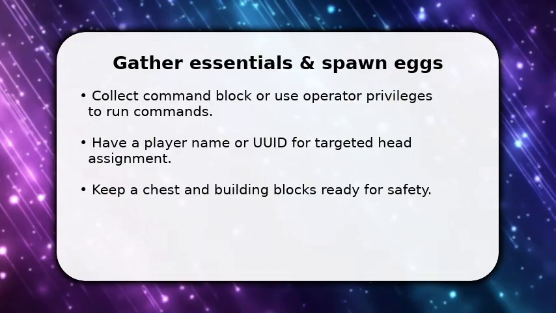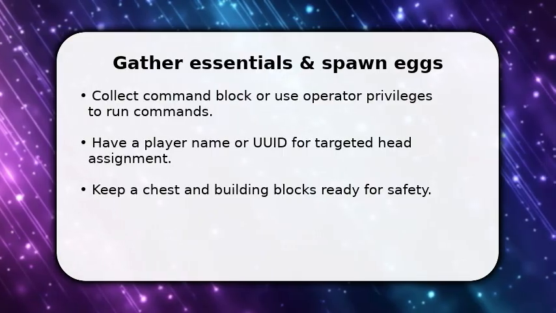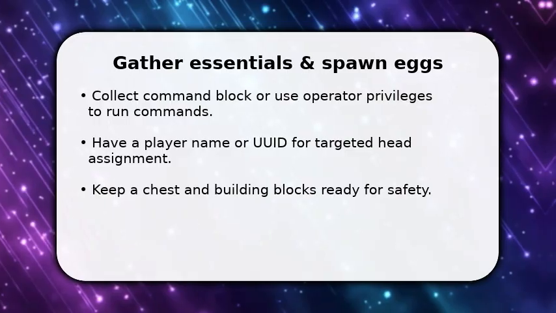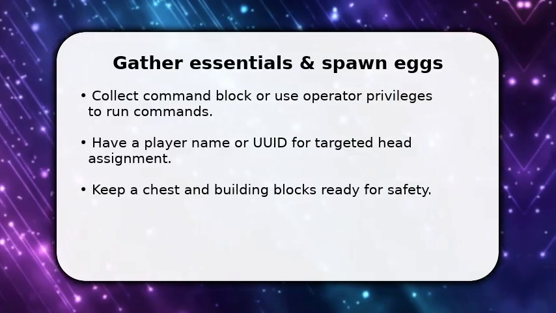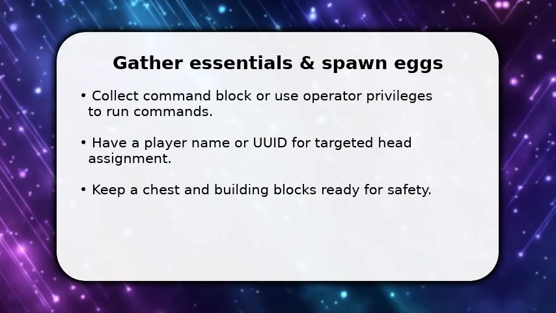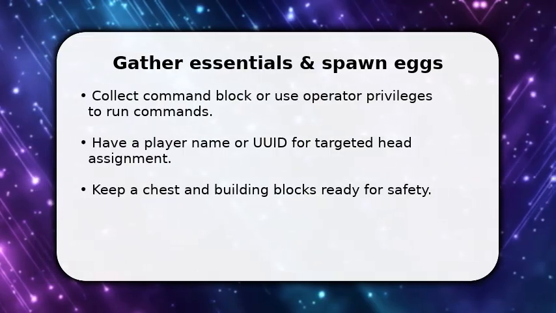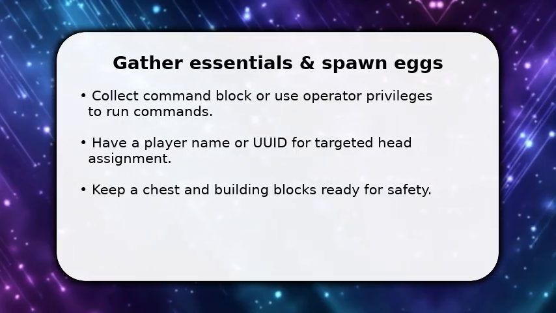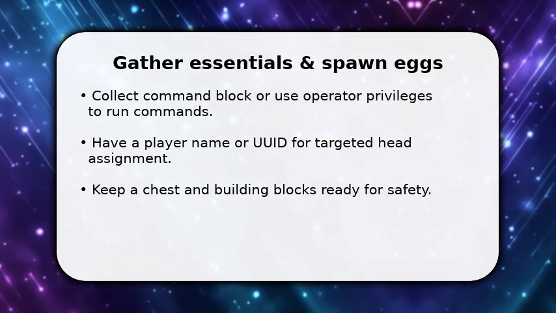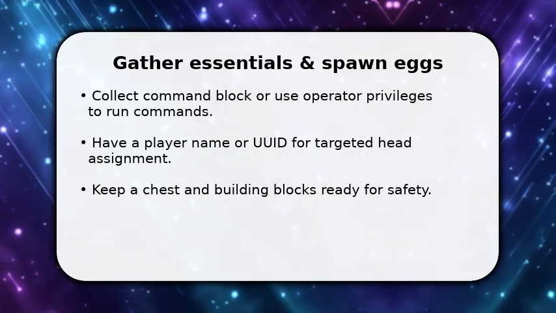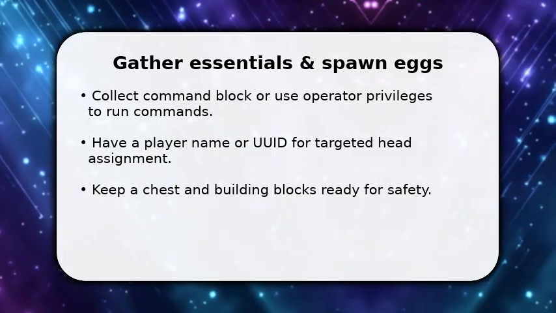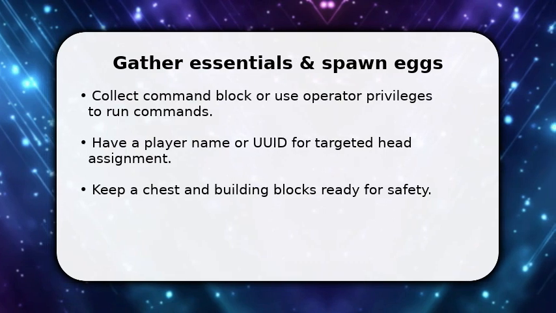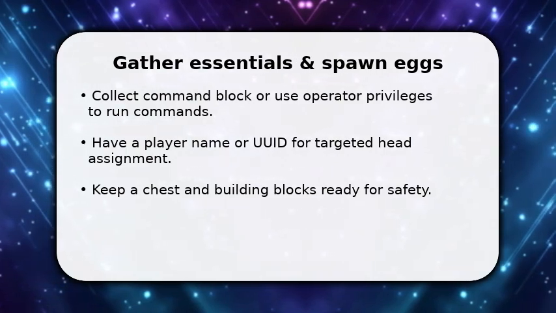You start by preparing command access and the exact player identity you'll use for the penguin head. Use an operator account or enable cheats so you can place a command block. This is faster and prevents plugin conflicts. Once done, open chat to test simple commands like /give to confirm permissions and place a command block near a safe area. Make sure to store backup items in a chest and note the player name or UUID because the shell texture depends on that identifier.